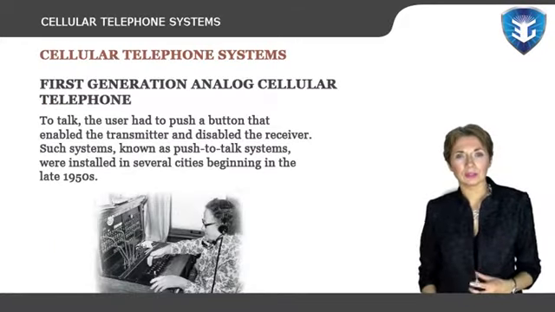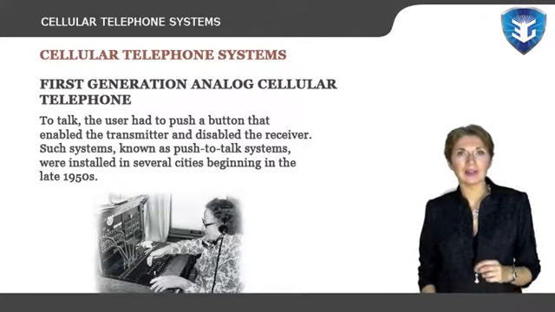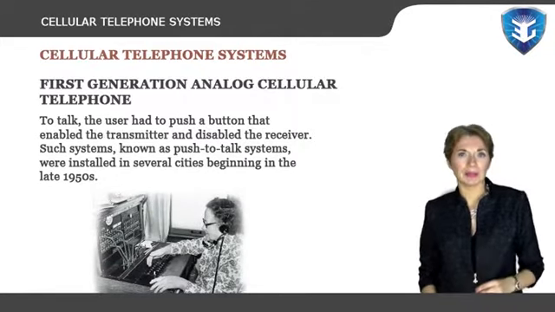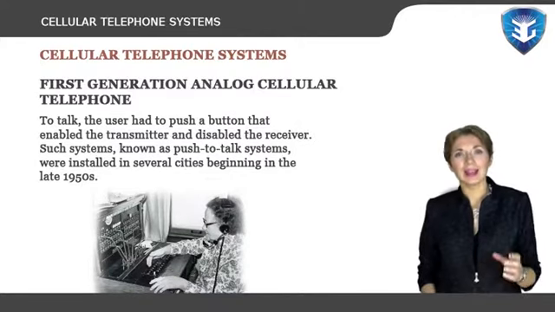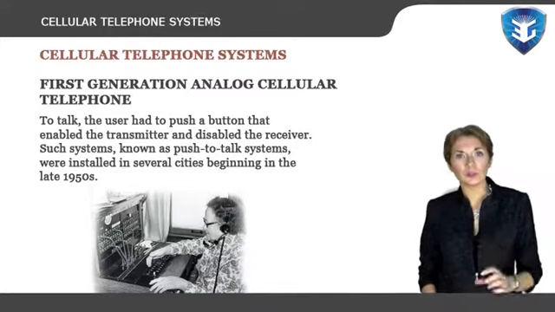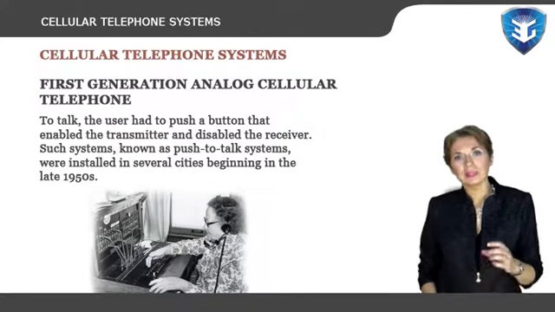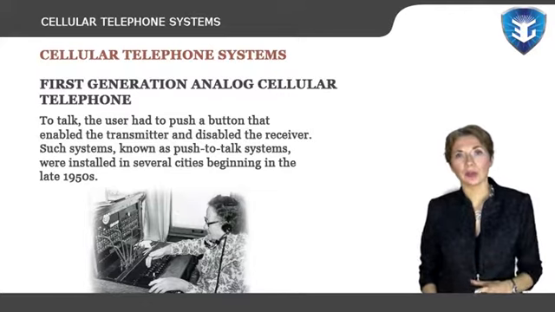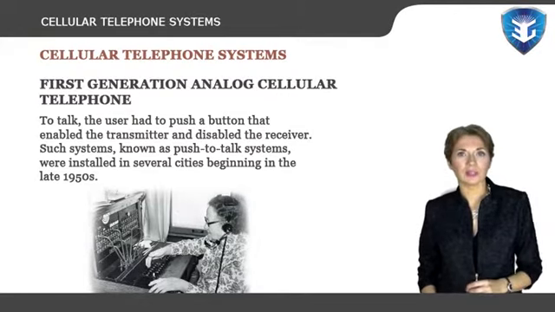Let's now have a look at first-generation analog cellular telephones. To talk, the user had to push a button that enabled the transmitter and disabled the receiver. Such systems, known as push-to-talk systems, were installed in several cities beginning in the late 1950s. CB radio, taxis, and police cars on television programs often use this technology.